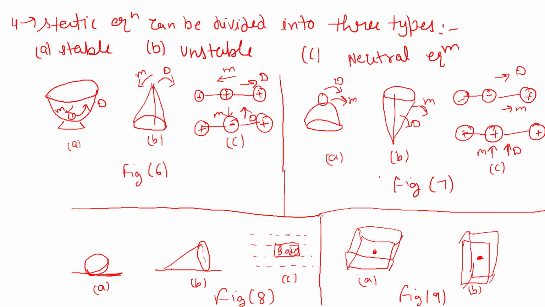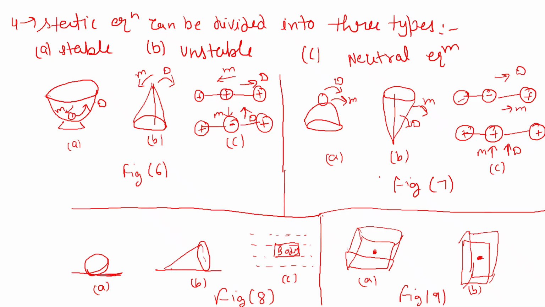Now we discuss static equilibrium. Static equilibrium can be divided into the following three types. First, stable equilibrium. Second, unstable equilibrium. Third, neutral equilibrium.